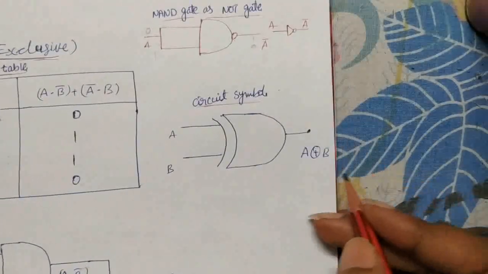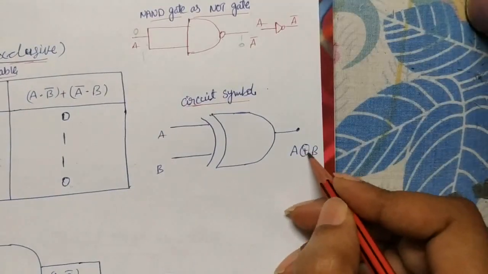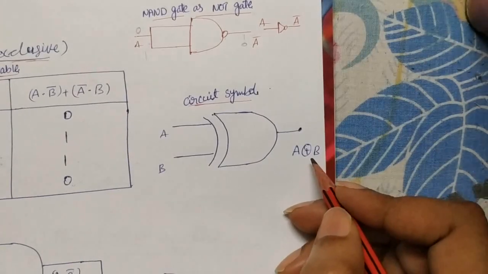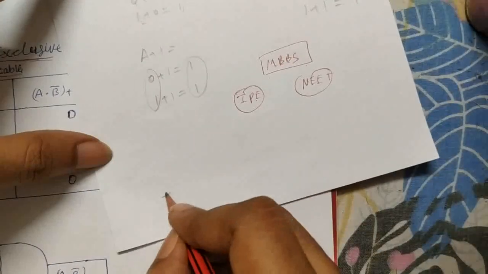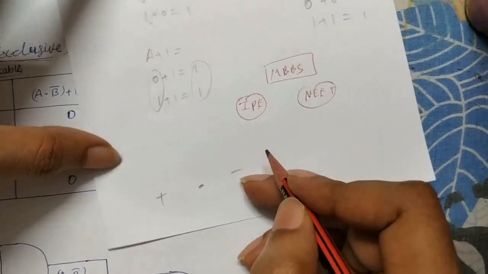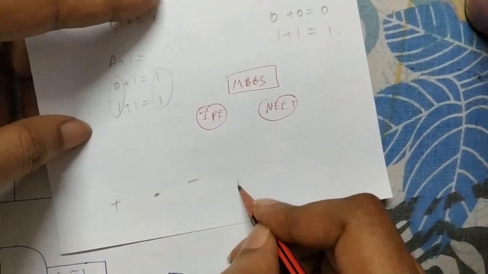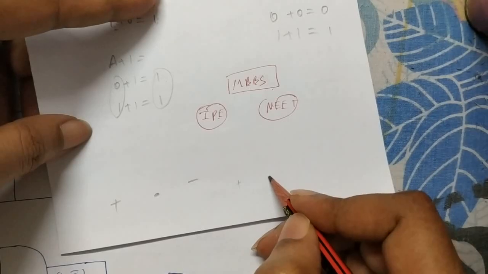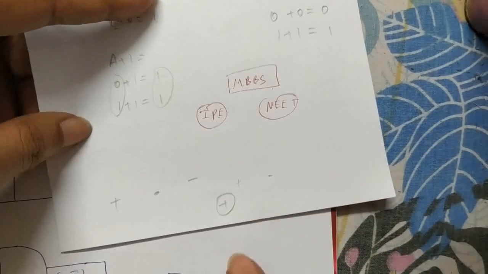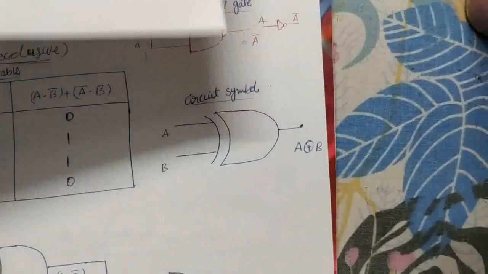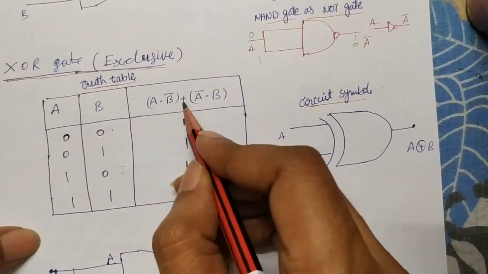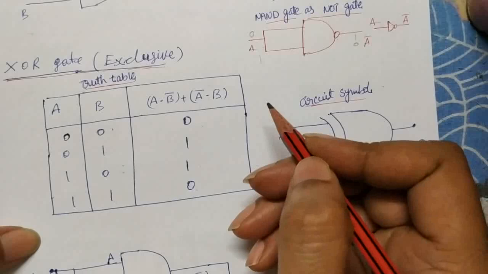And the XOR gate is like the OR gate, A plus B, but they show here a round symbol. This is the XOR gate symbol. For the OR gate it is plus, for the AND gate dot, for the NOT gate a whole bar, for the NOR gate plus with a whole bar, for the NAND gate dot with a whole bar, and for the XOR gate plus made into a round symbol. And the output of the XOR gate is A dot B bar plus A bar dot B.